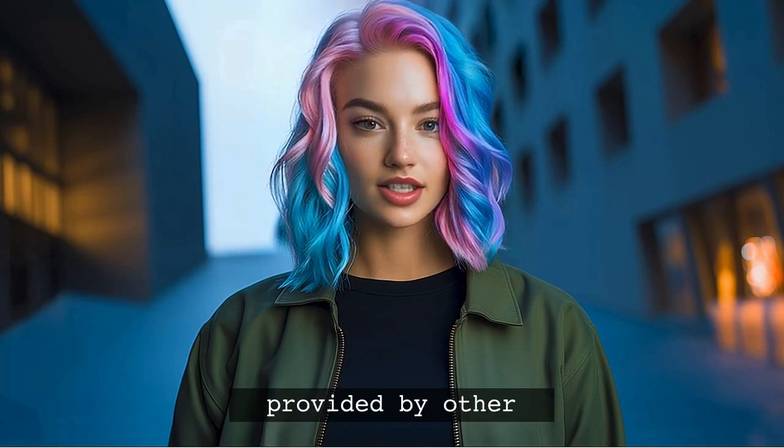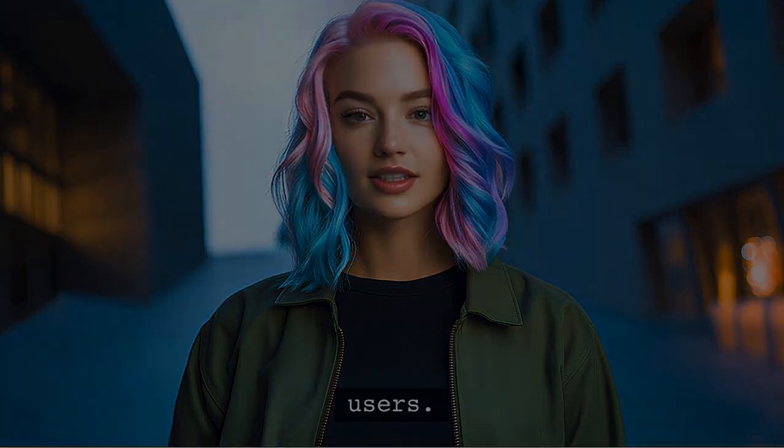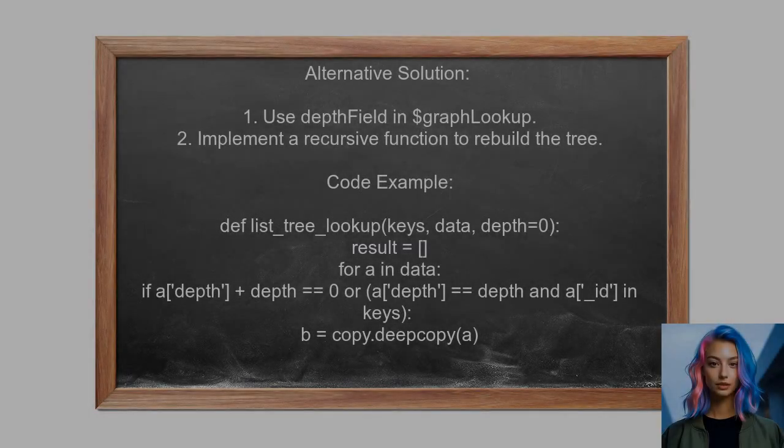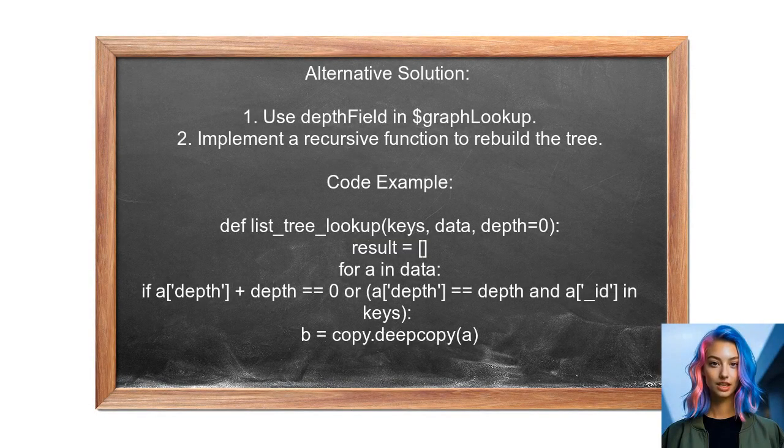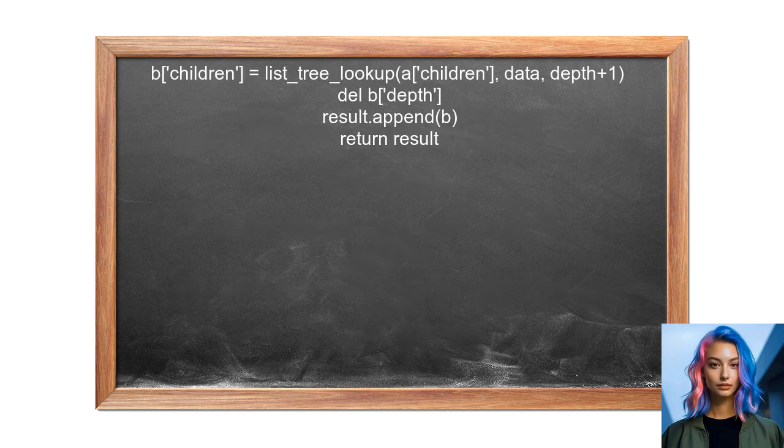Now, let's look at the answers provided by other users. An alternative approach shared by a user involves using the depth field parameter in the graphLookup function. They suggest a recursive function to rebuild the tree structure from the results. This function organizes the children based on their depth, ensuring that each child is nested correctly under its parent.